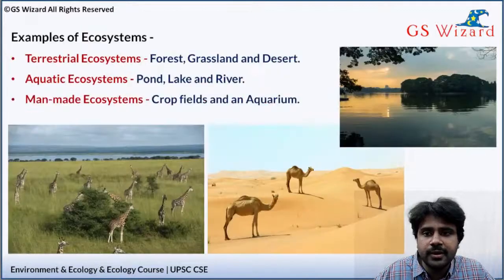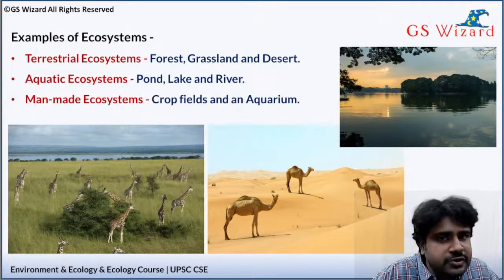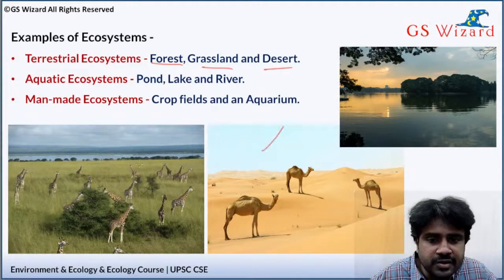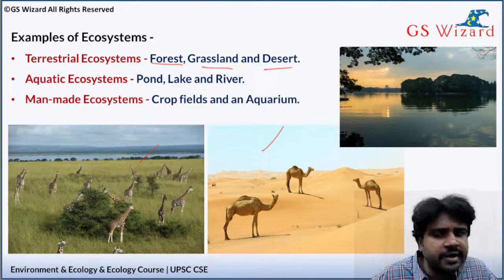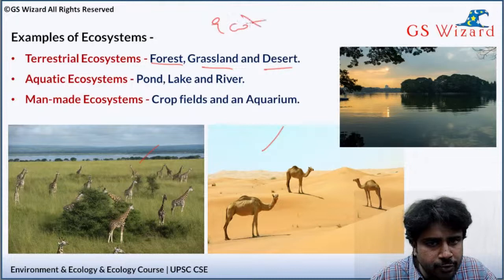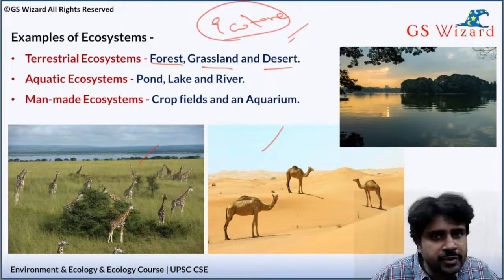Okay then. Now, examples of ecosystems. Terrestrial ecosystems, that means land-based ecosystems: forest, grassland, and desert. Okay. So this is desert and this is grassland. What do you mean by grassland? I will discuss in great detail when we discuss the meaning of ecotone. So just don't worry about that. We still have so many topics to cover.